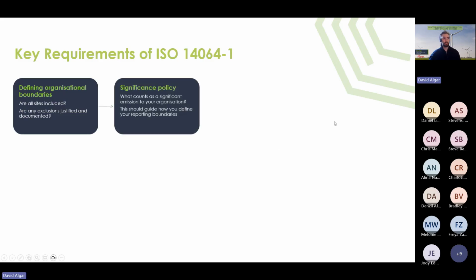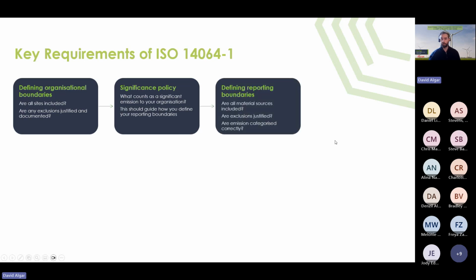Next, significance policy. For anyone I've audited, I think they probably think this is a trick question when I'm asking: what counts as a significant emission source to you? It's not a trick question, because you need to know your significant emission sources so you can define your reporting boundaries, which again is a fancy way of saying which sources are included. A super simple approach is just include all the big ones. If they're relevant to your material, you should include it.